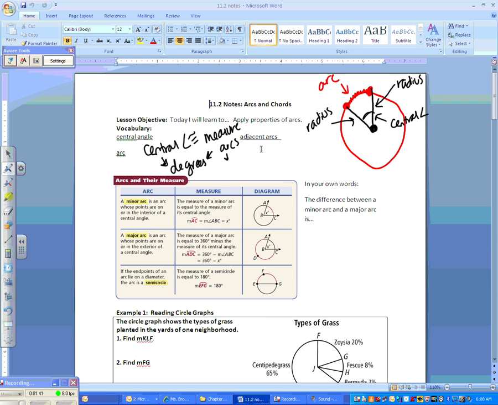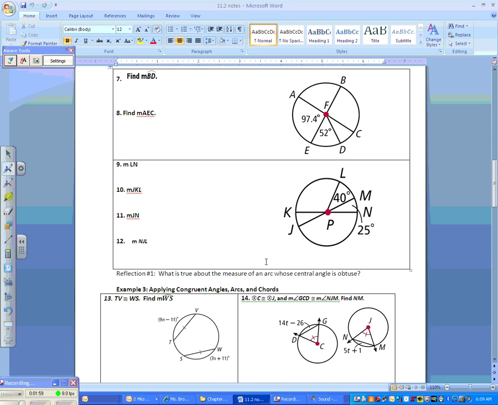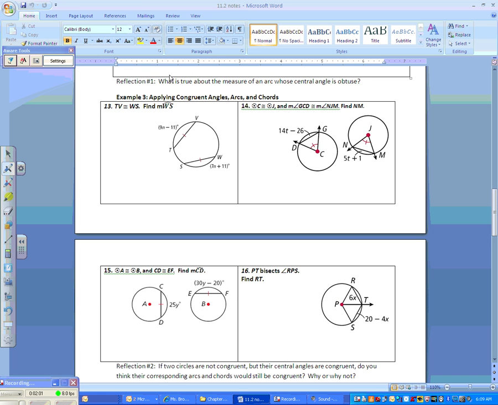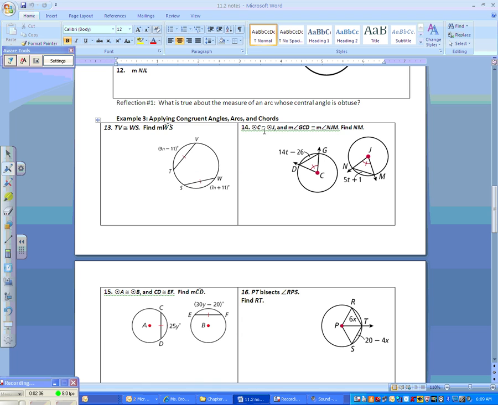I don't know if we went over this last time, but adjacent arcs, well, we know adjacent means right next to. So adjacent arcs means arcs that are right next to each other. That's going to be important for what we're doing today. So we've already taken notes on this part. In example 3, applying congruent arcs and chords, the central angles and arcs are congruent to each other. That's what we just talked about.